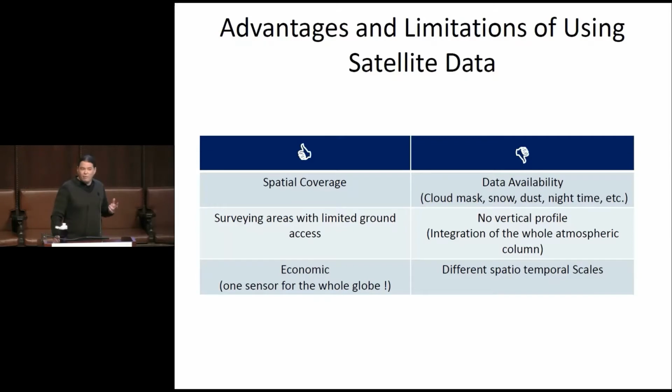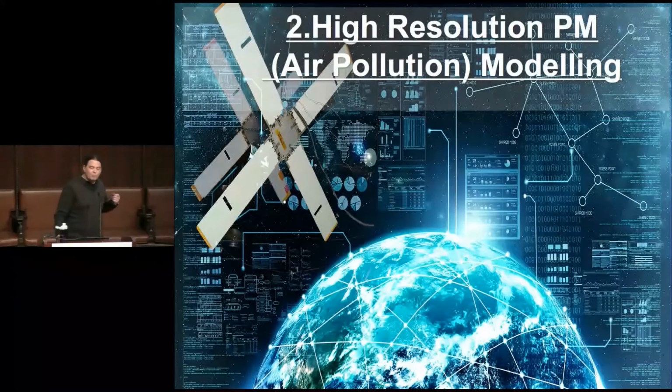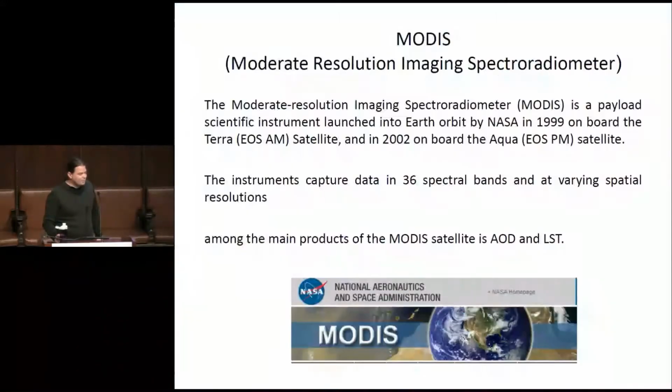We have issues with data availability. If there's snow, if there's cloud coverage, if there's a dust storm, we don't get satellite data. You've heard that there's not a lot of satellites that deal with vertical profile, so we have to take the whole integration of the atmospheric column into account. And there's different spatiotemporal resolutions that we have to deal with. In order to deal with all these limitations, we started looking at robust and advanced methods to model air pollution. And I'll present some of the modeling approaches that we've used over the last few years.